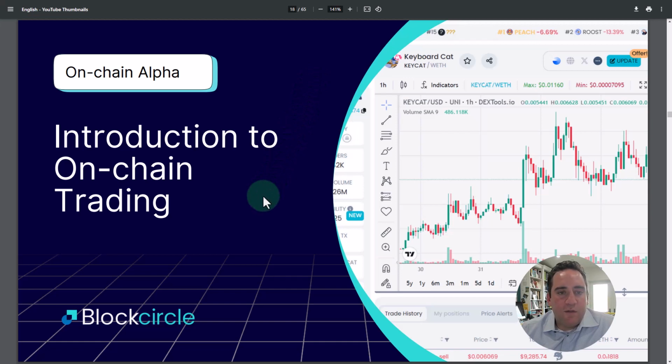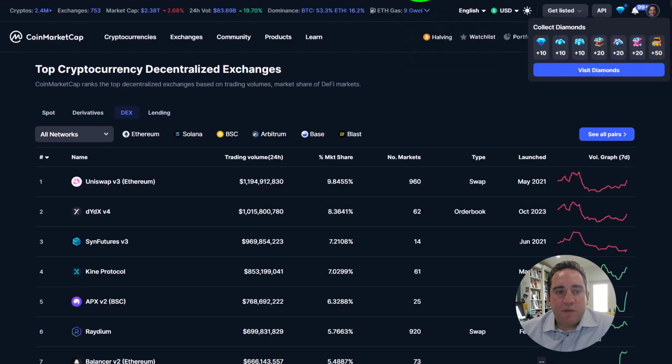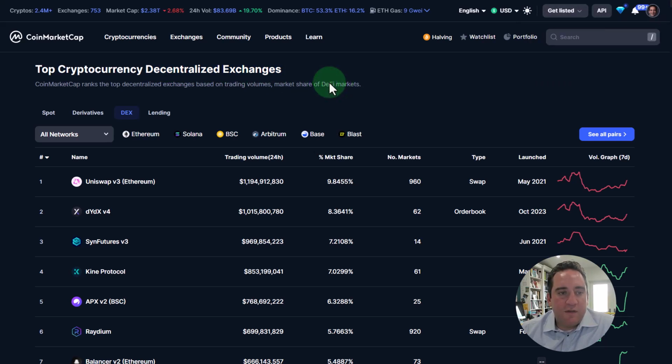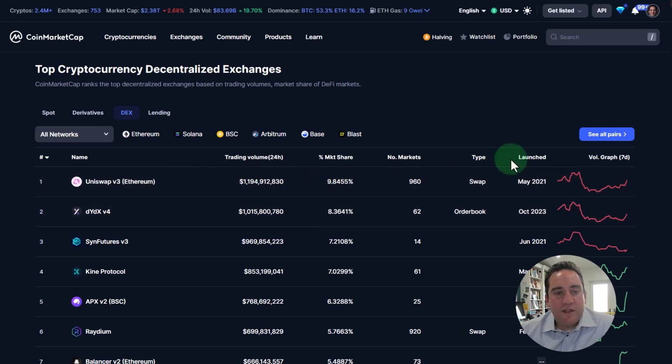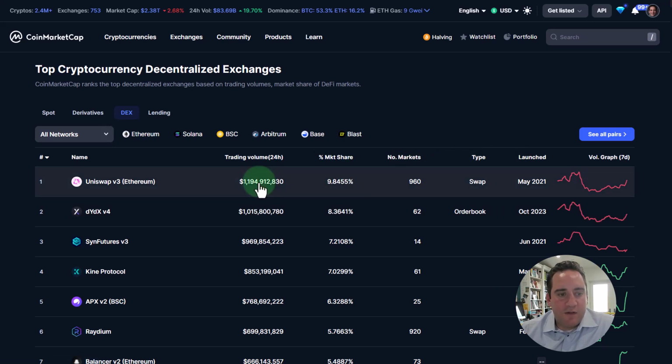So the first thing that you need to do is understand what are the most prominent decentralized exchanges. We reviewed centralized cryptocurrency exchanges. Now we should review decentralized cryptocurrency exchanges. The most established ones are the ones that you see here listed on CoinMarketCap or CoinGecko. And what you can see is that Uniswap on the Ethereum blockchain is by far the most used globally. It was launched 3 years ago, and it processes about $1 billion worth of funds.